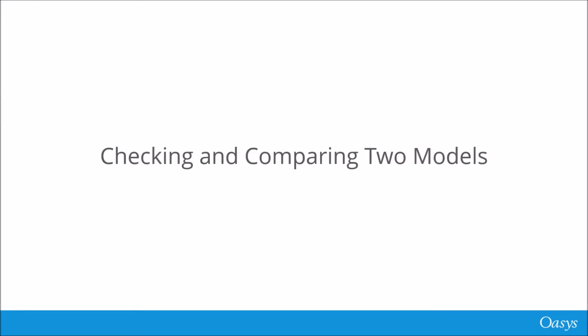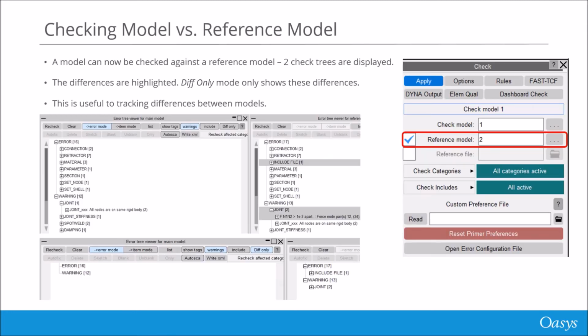Moving on to some new features we've added into Oasys 17 that allow you to compare checks across 2 models. A model can now be checked against a reference model, and 2 check trees are displayed. So in Primer, you could read in 2 models, run a check on both of those models, and then look at the differences between the check status of those 2 models. And when you're looking at those trees, you can just look at the differences between those trees as well.